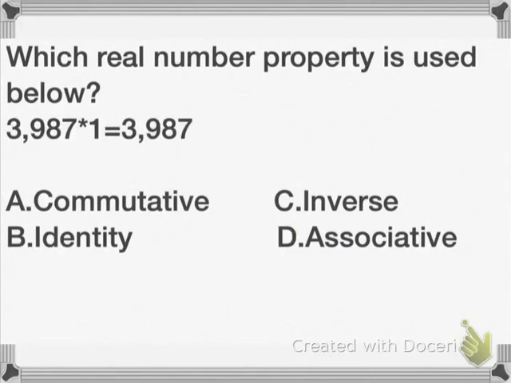Which real number property is used below? 3,987 times 1 equals 3,987. A. Commutative. B. Identity. C. Inverse. D. Associative. Firstly, we know that 3,987 is being multiplied by 1. When you multiply a number by 1, you get the same number back. When multiplying by 1, the result will always be the number being multiplied by 1. The identity property of multiplication states that when one of the two factors is 1, the product is the other factor. So our answer is B.